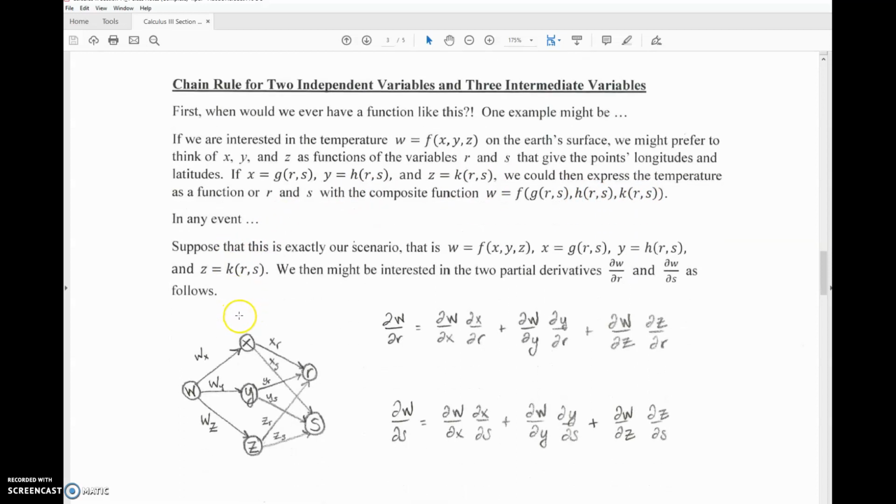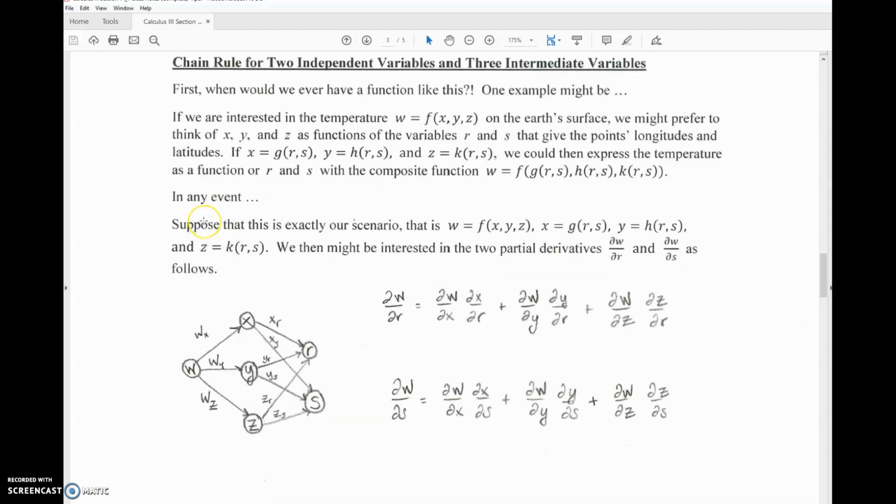In any event, I just wanted to give you an idea of why we would see a function like this. Well, there are lots of reasons we see a function like that. So suppose that this is exactly our scenario. That is, w equals f of x, y, z, x equals g of r, s, y equals h of r and s, and z equals k of r and s.